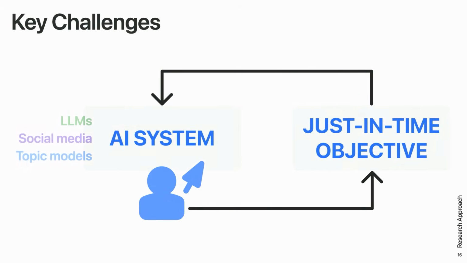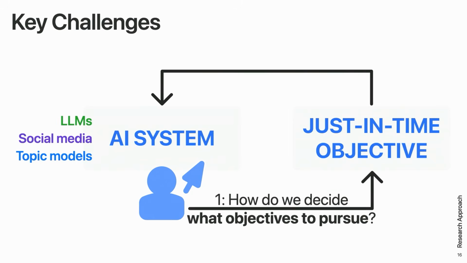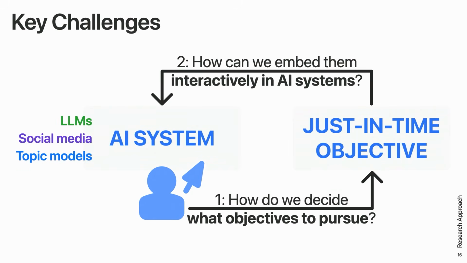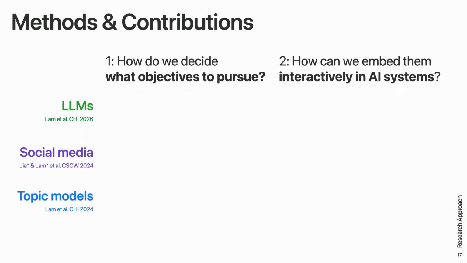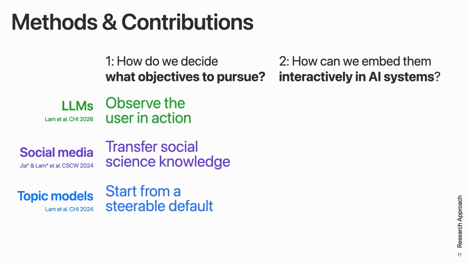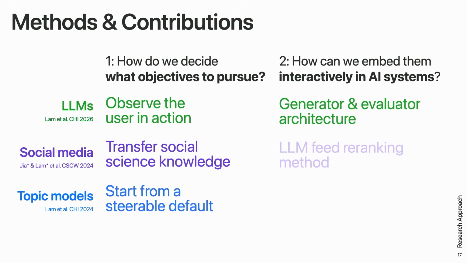So we have different types of AI systems out there, like the ones I talked about earlier. And the challenge first is, how do we decide what objectives to pursue? And then second, how do we embed those objectives interactively into AI systems at the time when users are using them? So my work contributes technical methods to address these challenges. First, on determining what objectives to pursue, there's strategies like observing the user in interaction, transferring knowledge from social science, and starting from a steerable default.